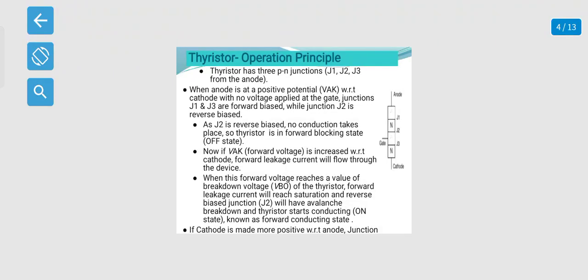Thyristor operating principle. A thyristor has three terminals and three p-n junctions: J1, J2 and J3. When the anode is at a positive potential with respect to the cathode and no voltage is applied at the gate, junctions J1 and J3 are forward biased while junction J2 is reverse biased.